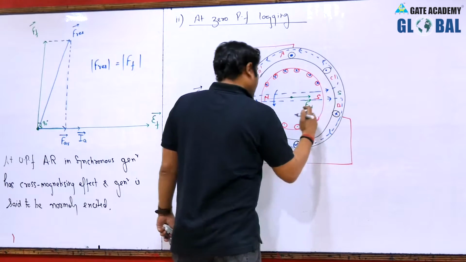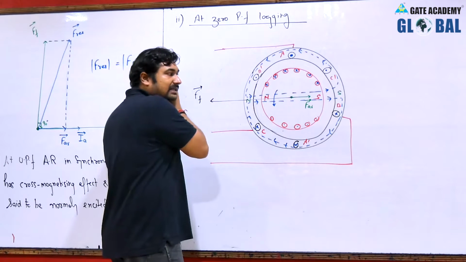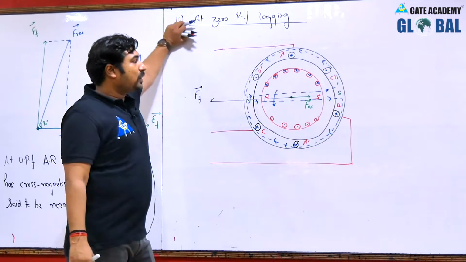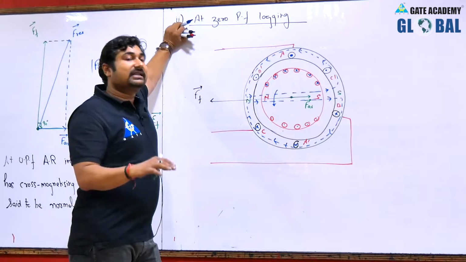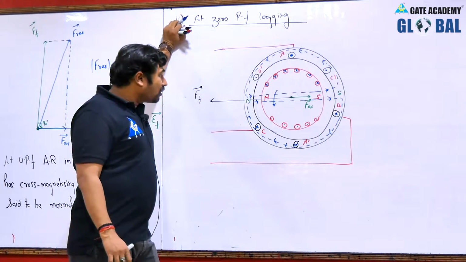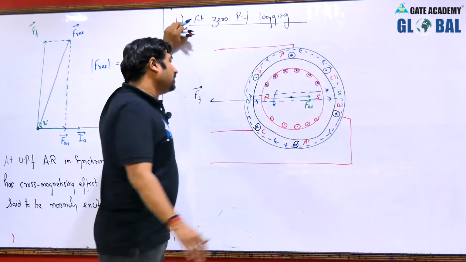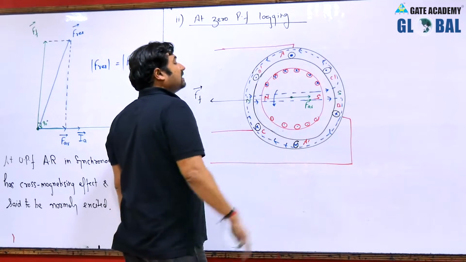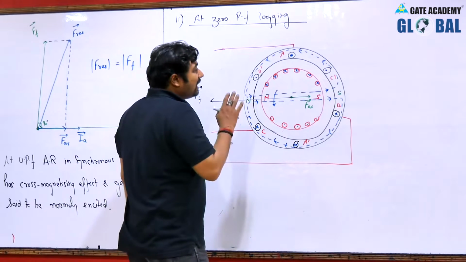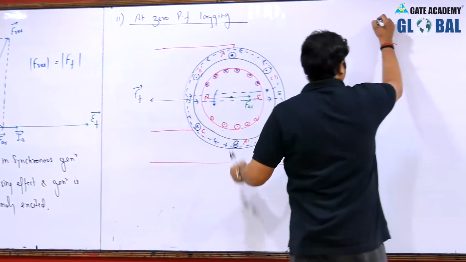So, FAR and FF are oppositely directed, and this suggests that when the alternator is supplying 0 power factor lagging load, then armature reaction is directly demagnetizing in nature. Therefore, overall flux in the air gap of the machine decreases. Is it okay? So, you can say armature reaction has a directly demagnetizing effect at 0 power factor lag. It will be understood in a more convenient way if you take the phasor diagram.